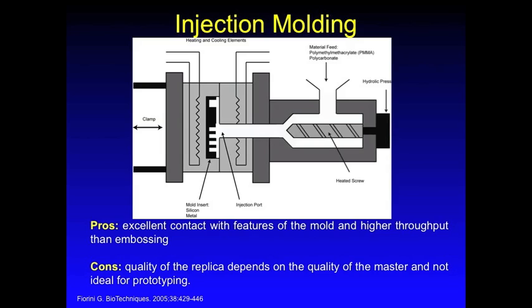Injection molding is a practice commonly used in the plastics industry. Here, pellets of thermoplastic are melted and injected under high pressure into heated mold cavities. Once cooled, the newly formed part is released from the mold. Advantages of injection molding are excellent contact with features of the mold and higher throughput than embossing. Consequences of injection molding include that the quality of the replica depends on the quality of the master, and that it's not ideal for prototyping.